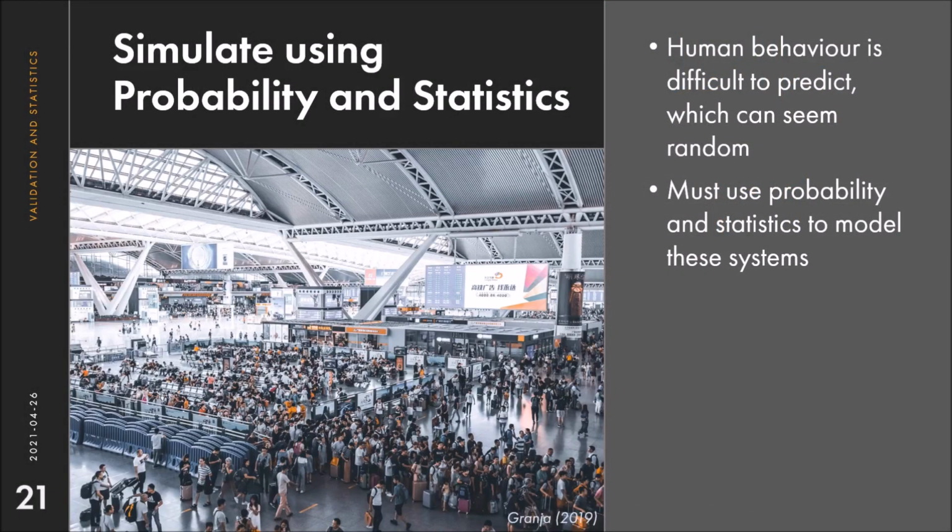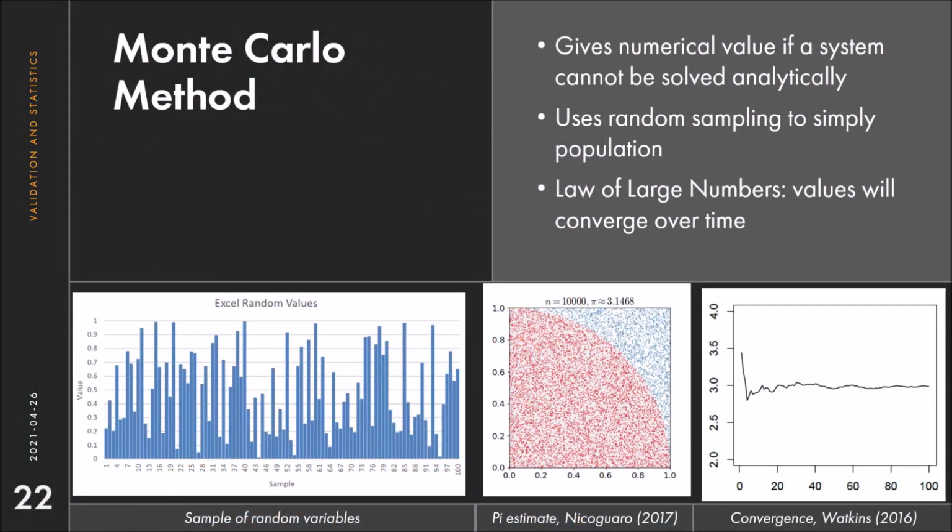Because of the wide range of differences in human behavior, simulating these types of systems often requires using probability and statistics. This is because most things that are difficult to predict appear to occur randomly. A common simulation approach using probability is called the Monte Carlo method. This uses random samples to get a numerical result for a system that is difficult to solve analytically. It is easier for airports to consider a random sample of passengers than the entire population. Monte Carlo takes advantage of the law of large numbers, which states that any characteristic of the system will converge to a stable value given enough samples.